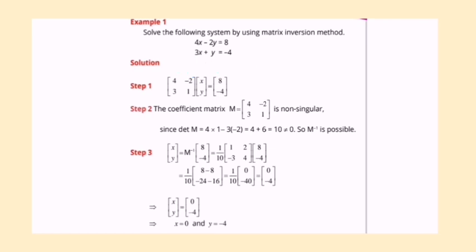In step 2, the coefficient matrix M is non-singular because 4 multiplied by 1 minus 3 into minus 2 gives us 4 plus 6, which is 10. 10 is not equal to 0. Therefore, M inverse is possible.